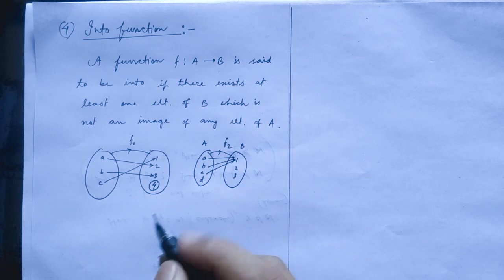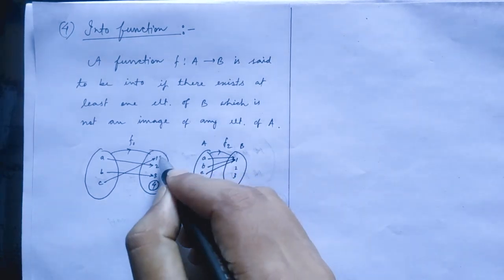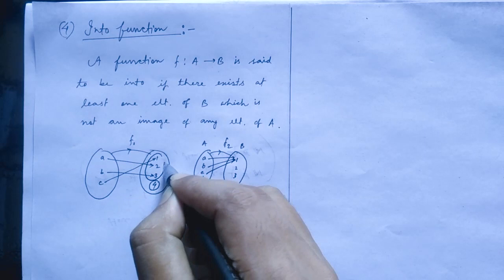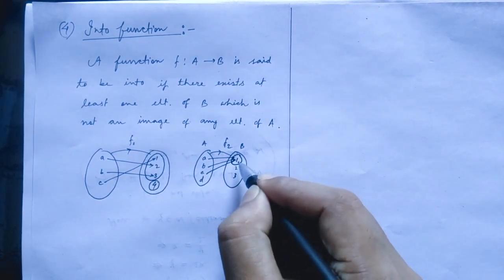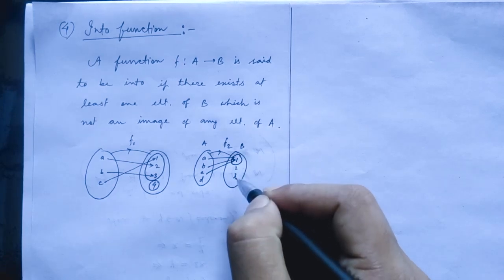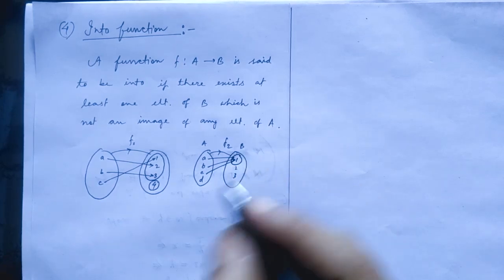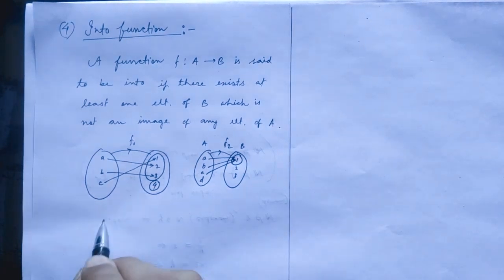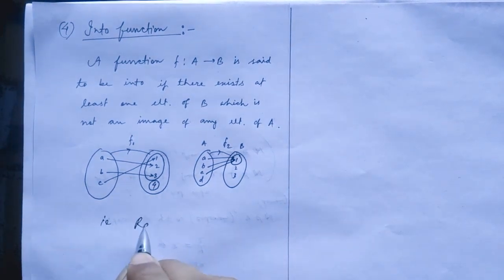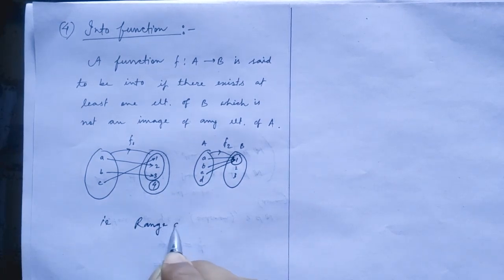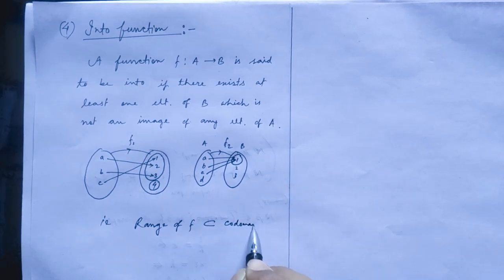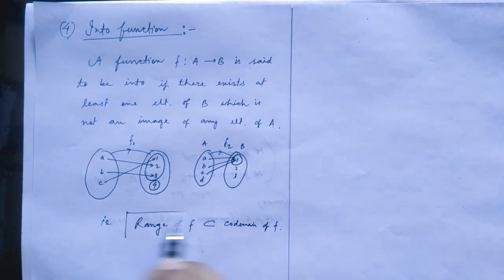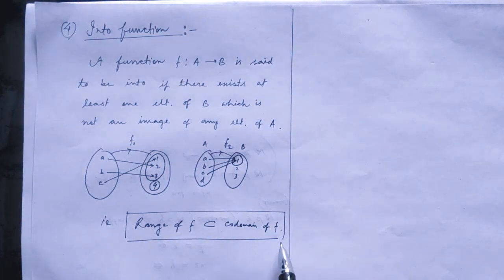Or you can say, if you see, this is the range, and the range is a subset of the codomain. Here the range is this. Here also the range is a subset of the codomain. So you can write the range of f is a subset of the codomain of f. If this condition is satisfied, then the function is an into function.